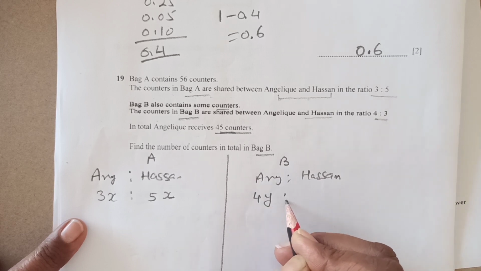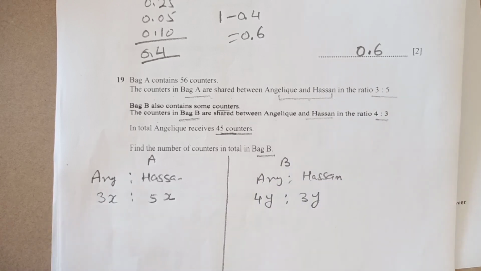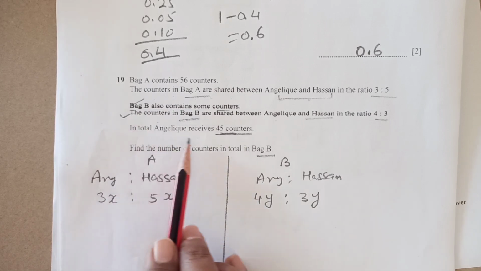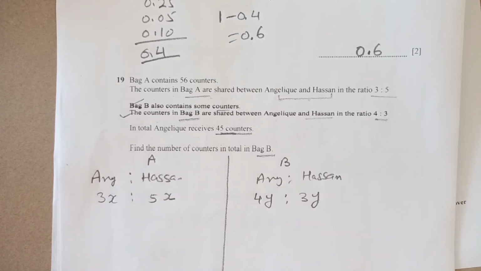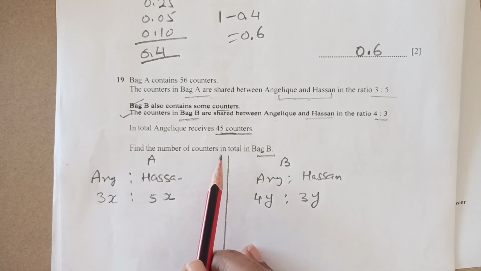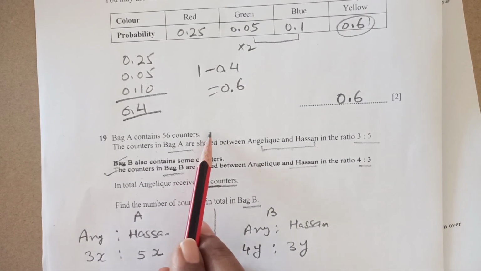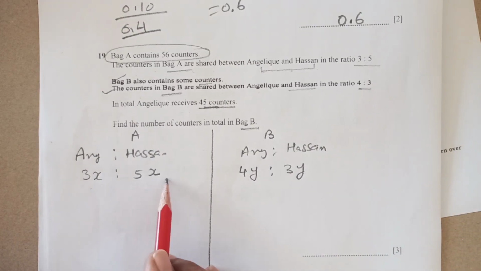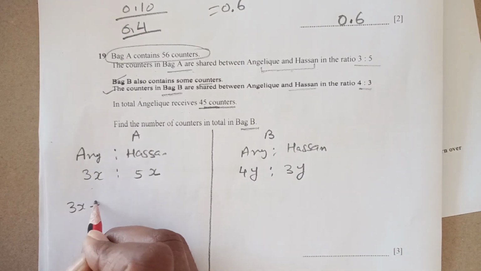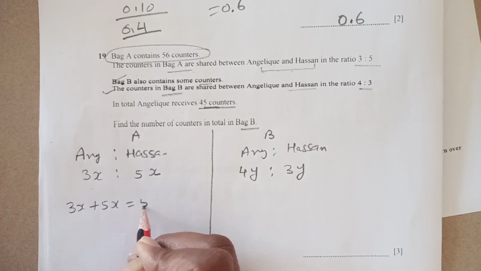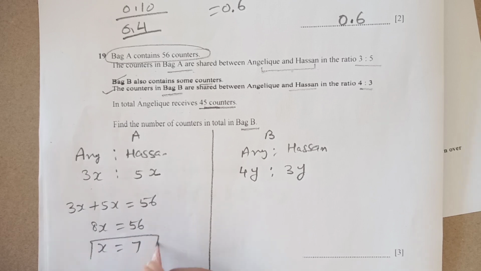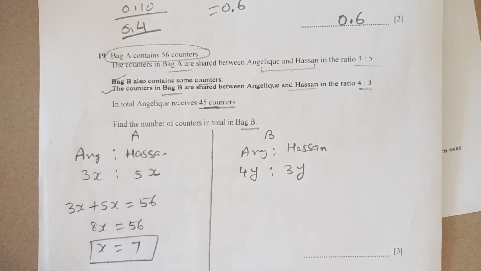So this is 4y ratio 3y. Okay, so now this and this is done. Now in total Angelique receives 45 counters. Bag A, we have some information here, also bag A contains 56. So that means the total of these two, 3x plus 5x, is 56. This is 8x equals 56. So x is 7. So we got x equals 7.